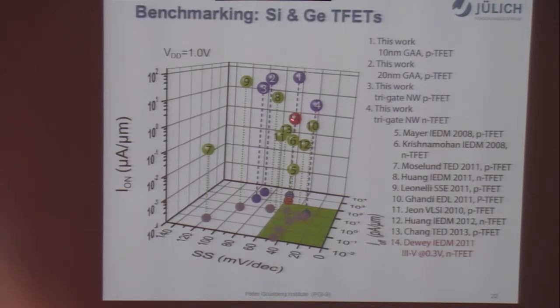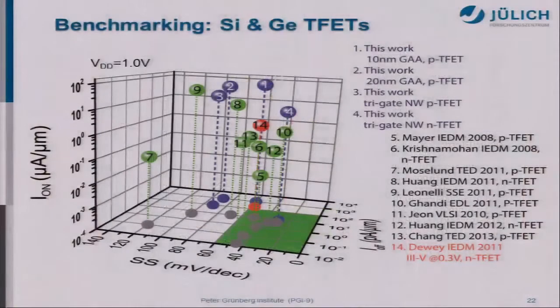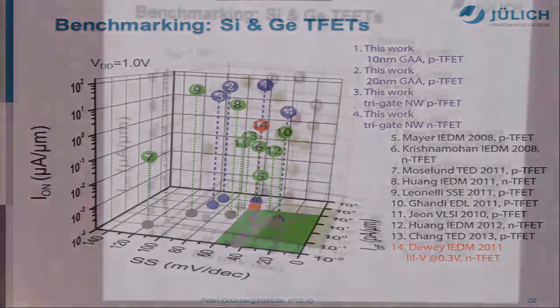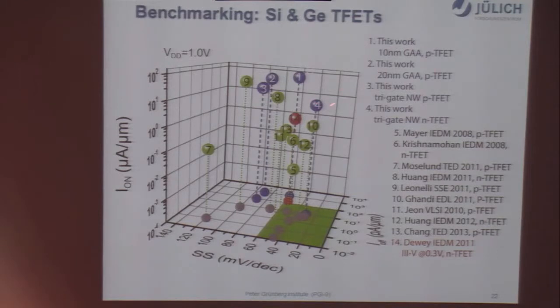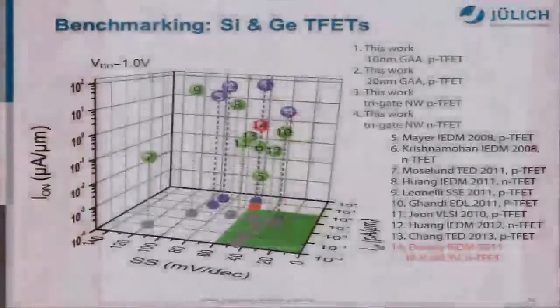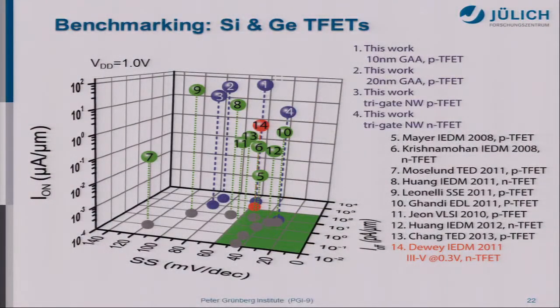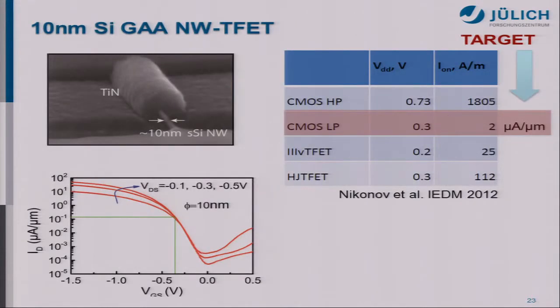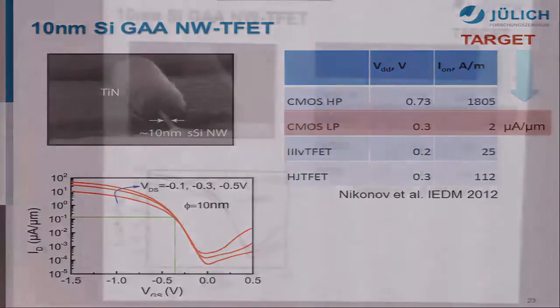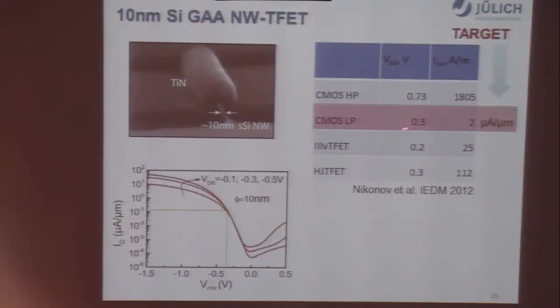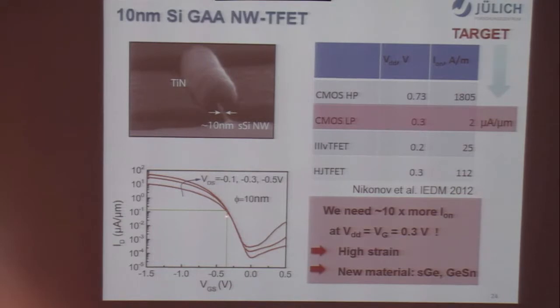I will point out this value. This red point is from the Intel paper that was published 2 years ago in IEDM. They used a VDD of 0.3 volt. If we compare all points, this one and this one for 0.3 volt, it shows almost comparable performance. So for low power application, if we target a VDD of 0.3, the targeted current should be around 2 microamps per micrometer. But if you compare our transistors, we are still 1 order of magnitude lower than this targeted value.